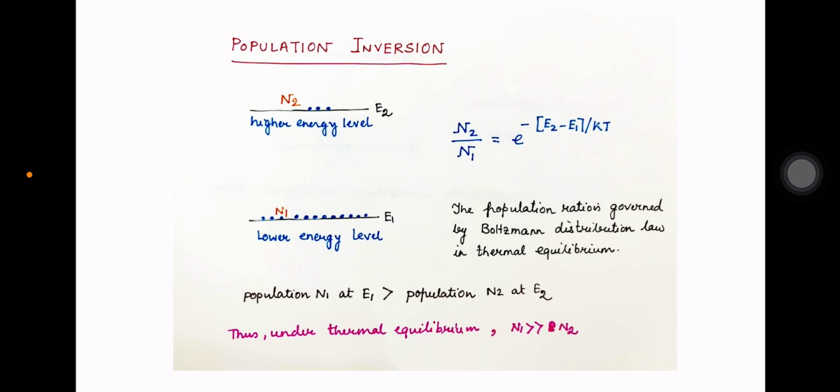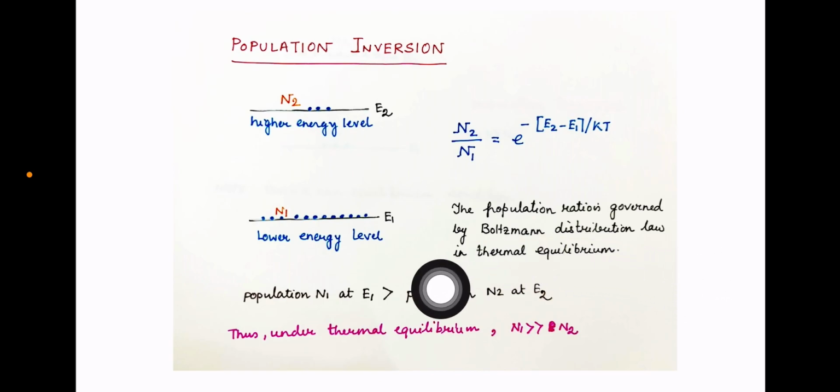Now you see here we have two energy levels. One is E1, another is E2. E1 is the lower energy level and E2 is the higher energy level. The population of level E1 is N1 and the population of level E2 is N2. Now, according to the Boltzmann distribution law, in thermal equilibrium, the population ratio is N2 by N1 equals e to the power minus (E2 minus E1) by KT. What is K? K is the Boltzmann constant and T is the temperature.